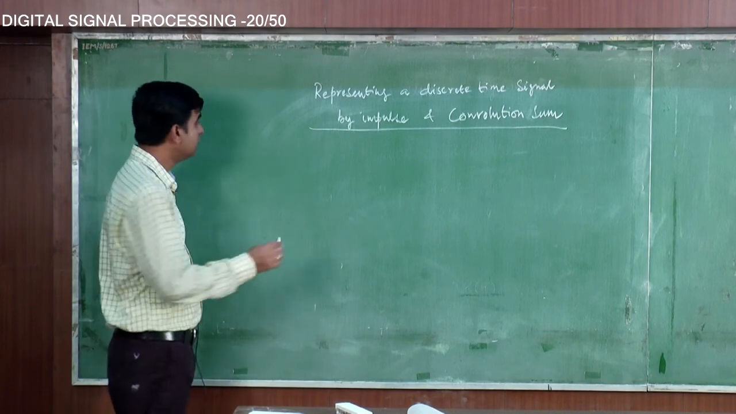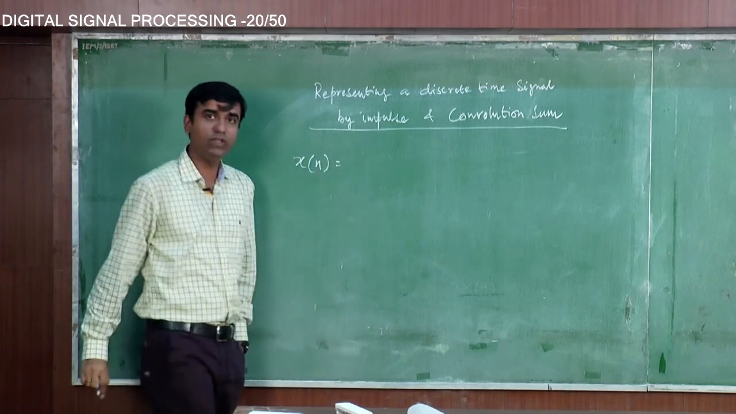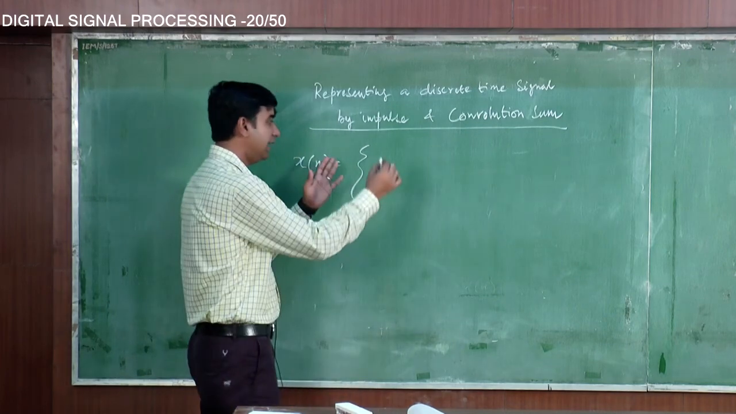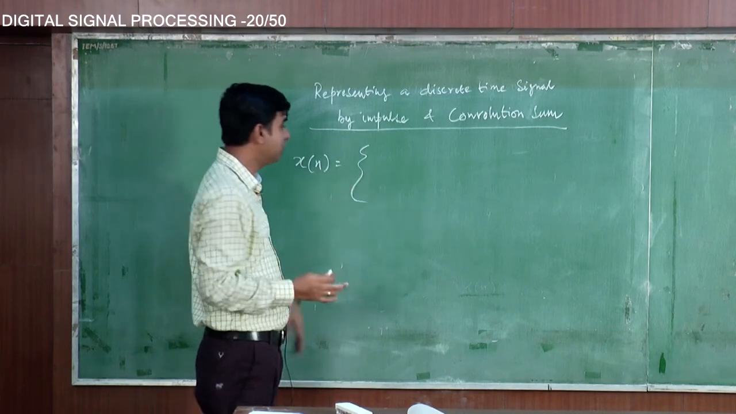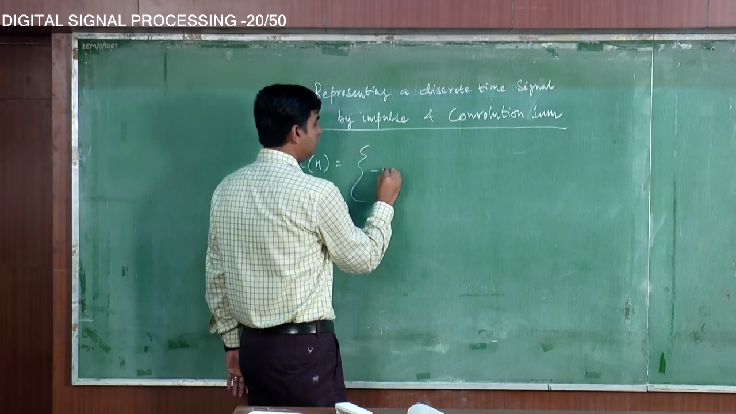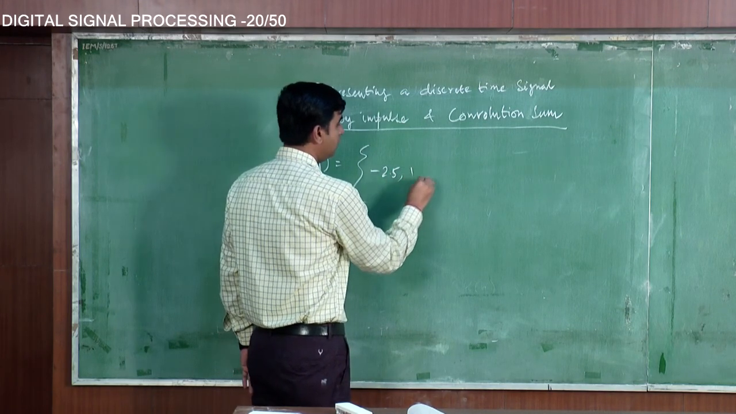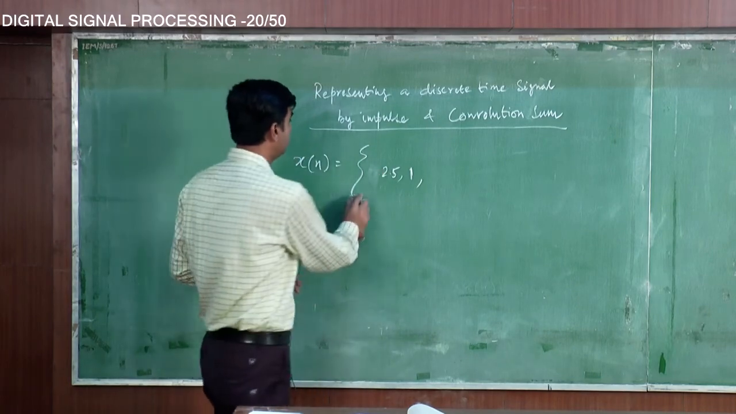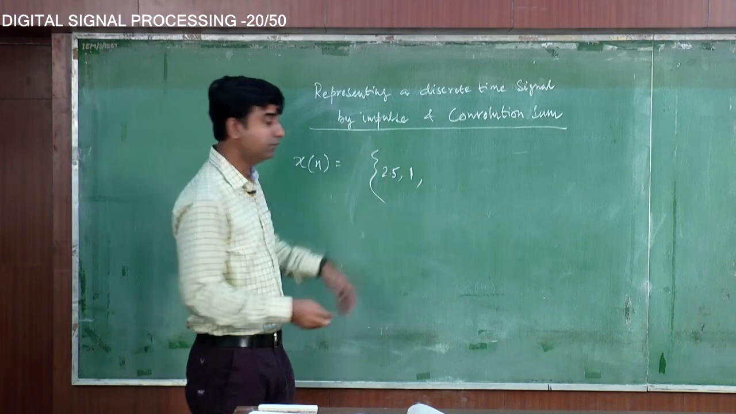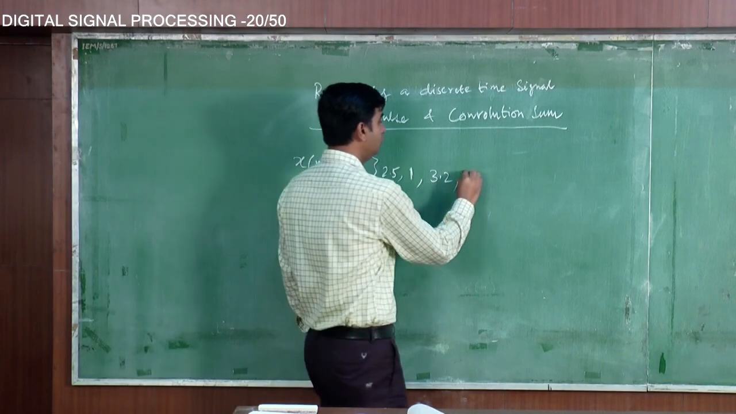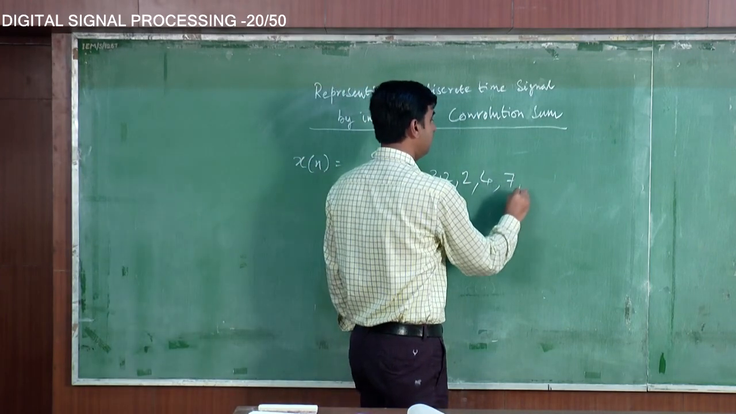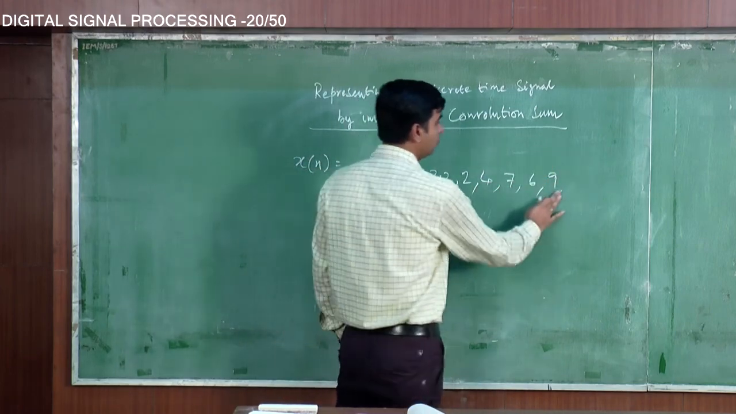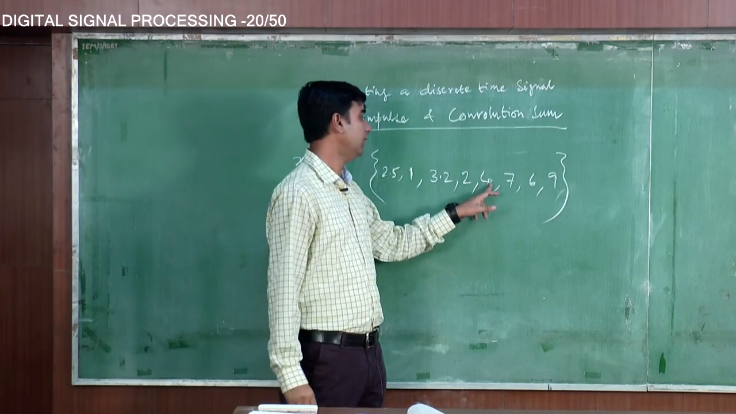Now let us take one signal, suppose x of n, since we are discussing discrete time signals, and let us say there are 8 samples in it. It is a finite discrete time signal which has values like 2.5, 1, 3.2, 2, then 4, then 7, then 6, then 9. So 1, 2, 3, 4, 5, 6, 7 and 8 values we have covered.